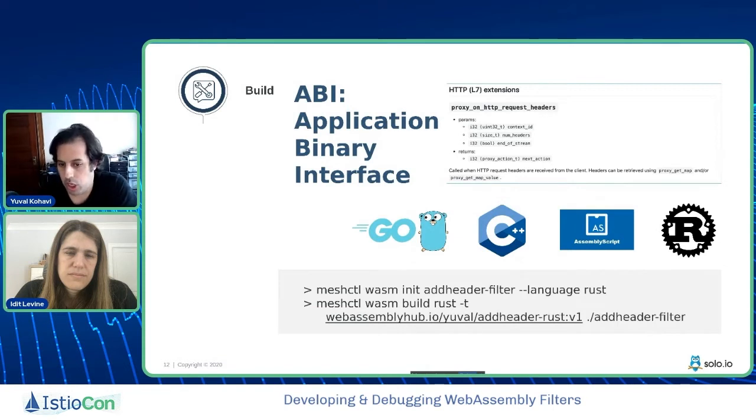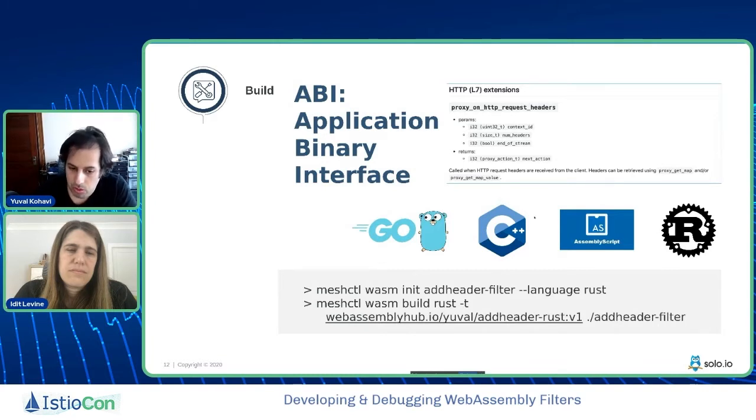Each one of these languages has an implementation of the ABI that makes it more convenient for the programmer to use. It makes it feel more native, because this ABI is very low level. It has a function name that looks like a C function and arguments that are integers. So for each language, there's an SDK that converts this ABI into a more programmer-friendly SDK that is easier to use. Today we will write some Rust filters, and you will see what interacting with the Rust SDK looks like.